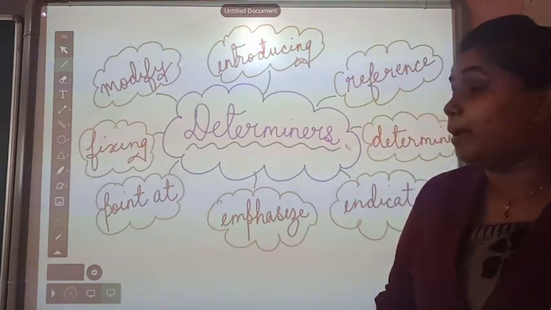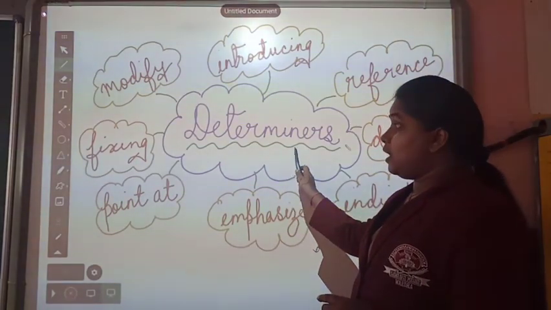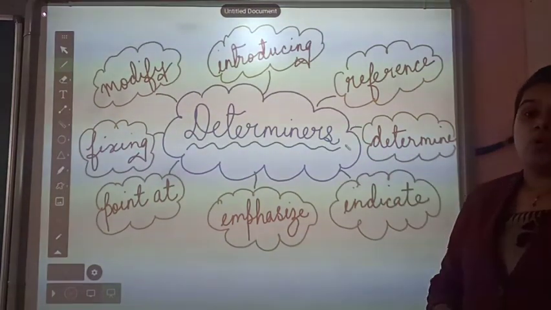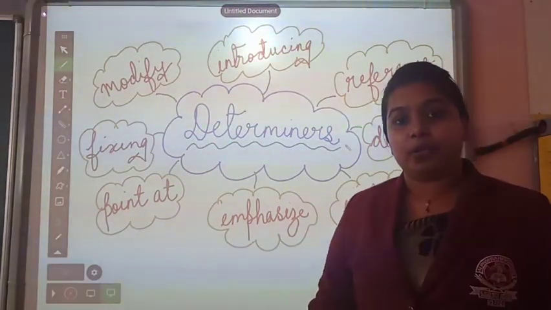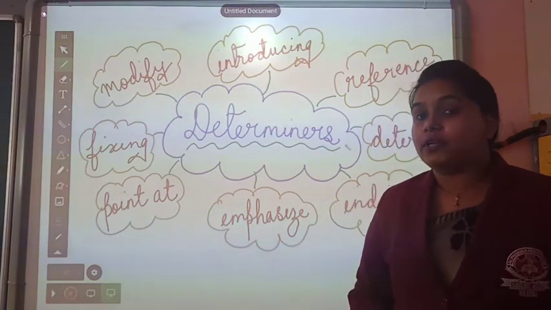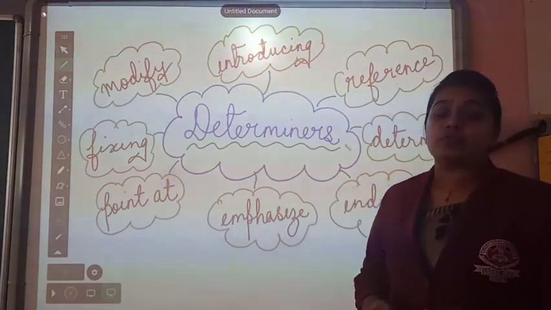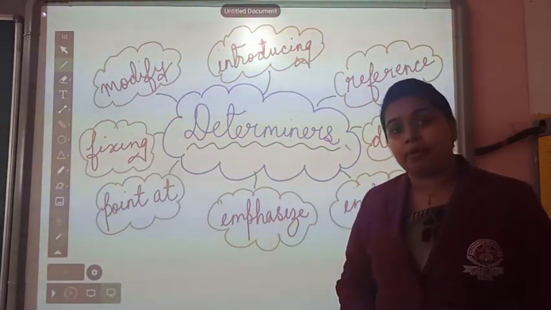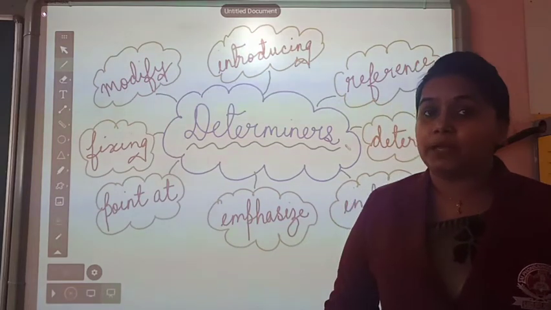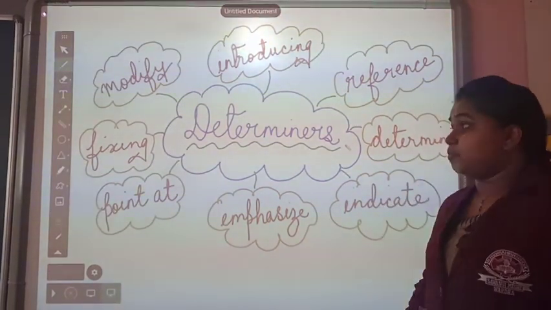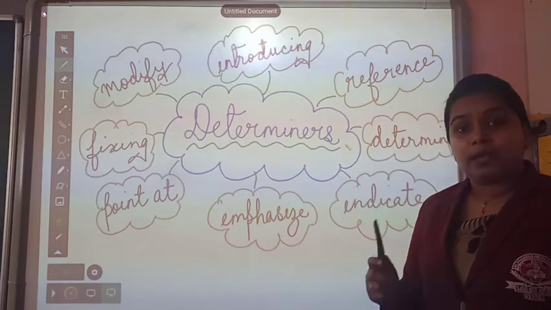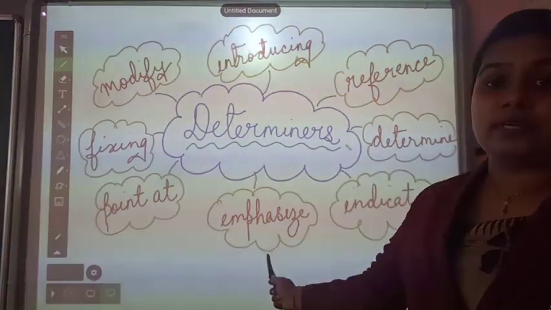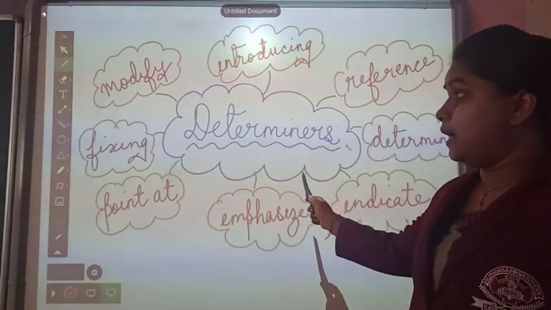The word determiner has been taken from, you can say, to determine something. Now, what is being determined here? The nouns. The word determine here is used for nouns. So, determiners are those words in grammar which help us to determine the nouns. Now, how do they help us? What is their work? You may be observing all the different words written here for determiners.